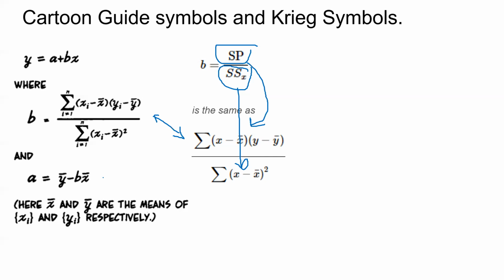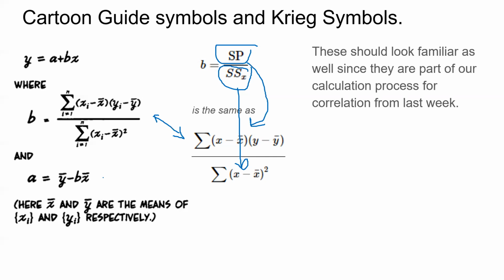So he uses those, they should look familiar as they're part of the calculation process from correlation again, but there are some differences, so I want you to know when you're looking at them why Krieg is using B equals SP over SS sub X, but it does equate to the same thing that Gonick and Wolcott-Smith, Larry Gonick and Wolcott-Smith, are using in the cartoon guide.